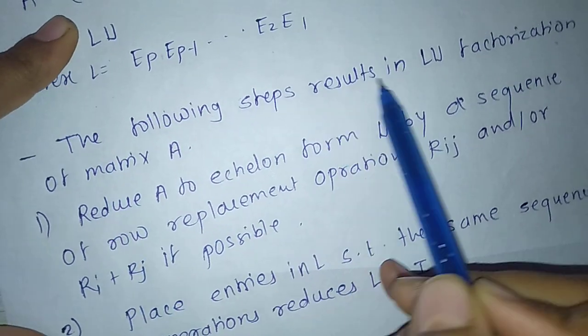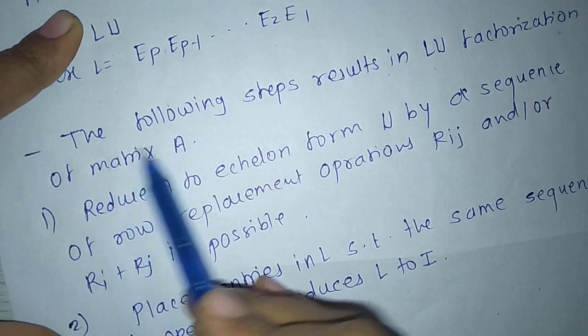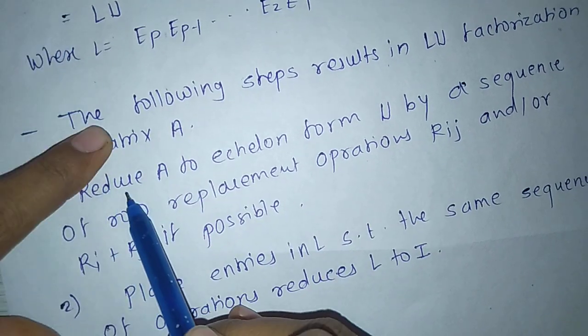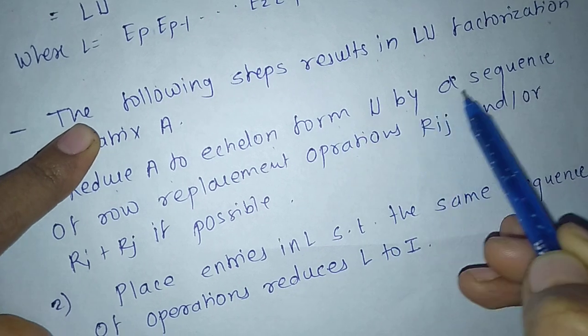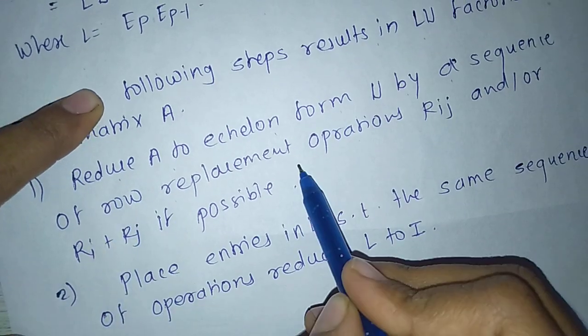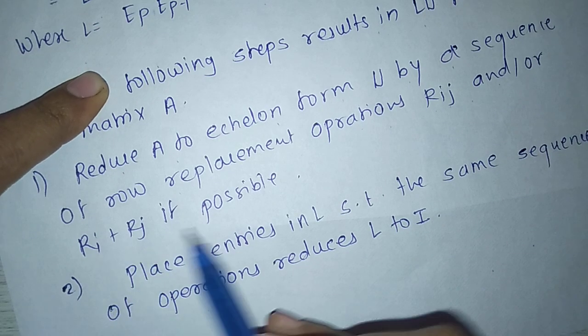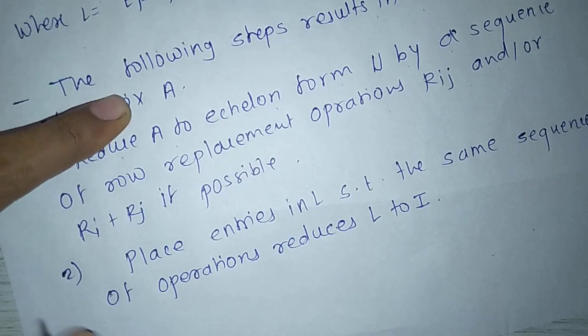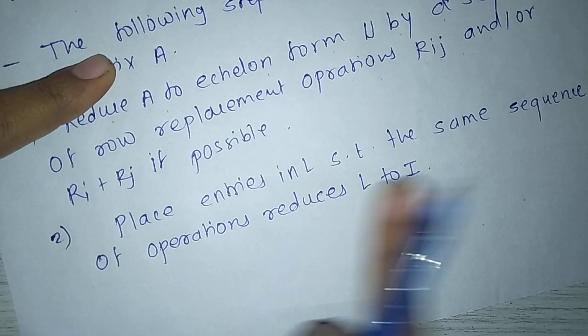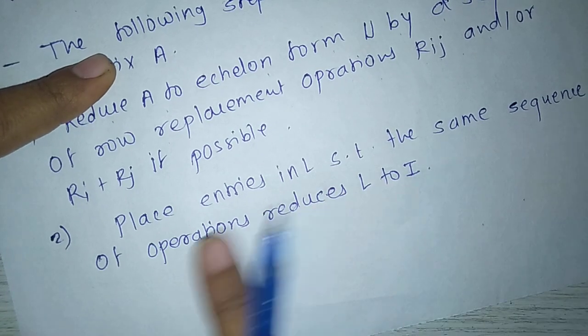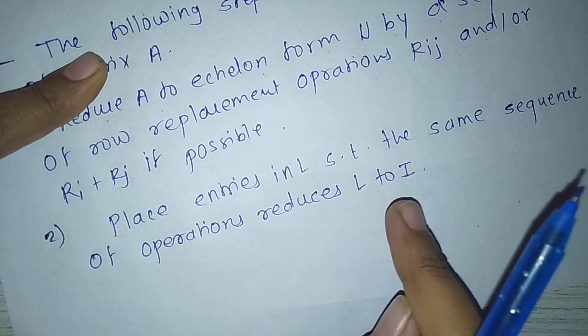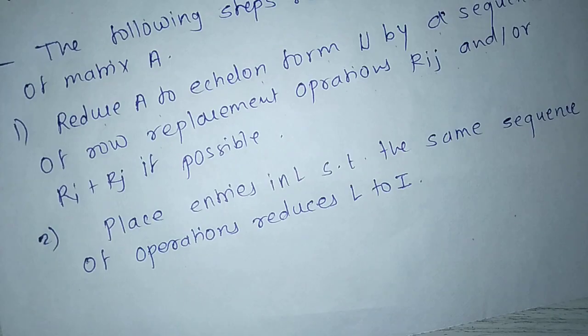The following steps result in the LU factorization of matrix A. First, reduce A to echelon form U by a sequence of row replacement operations Ri plus k into Rj, if possible. Second, place entries in L such that the same sequence of operations reduces L to I.